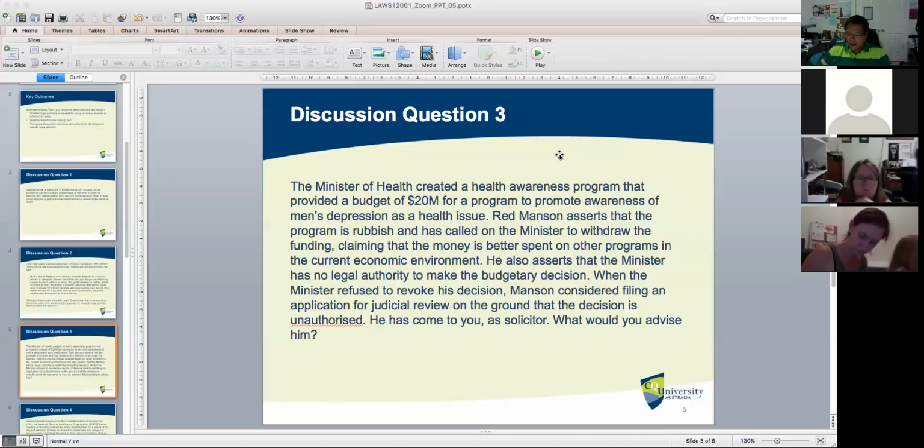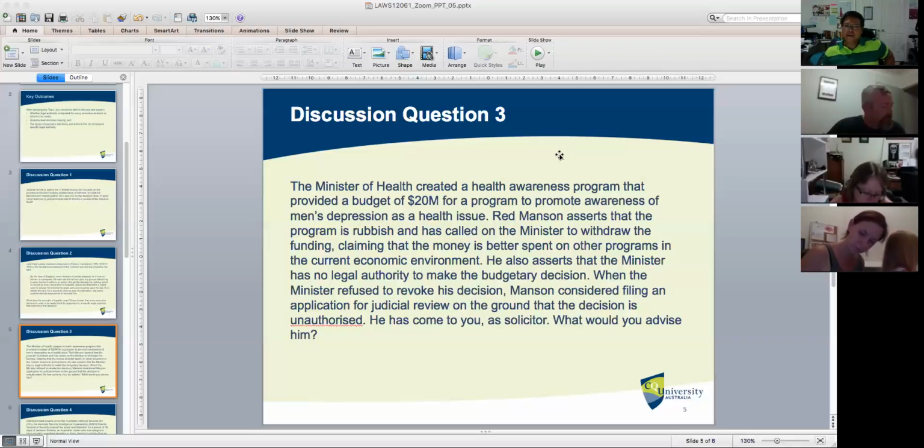Very good. Okay, now, so we've come up with 3 reasons, therefore, why as a solicitor you would advise Manson not to seek judicial review. So there are 3 reasons. Could somebody again summarize those reasons for us? So what are the reasons again? Why would you advise Manson against seeking judicial review? What are the 3 reasons? Just to sum it up.